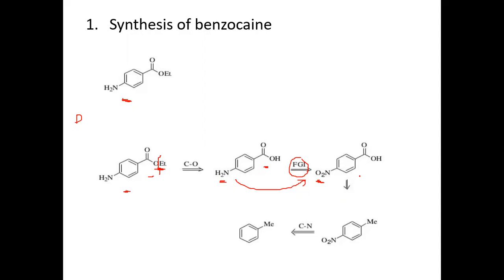Next, this acid, we are converting into methyl group. What is this reaction? Oxidation or reduction? Reduction. Very good. This is reduction. Next, we are disconnecting this one. Look at here, CN. So this is our disconnection process. The first step is disconnection.